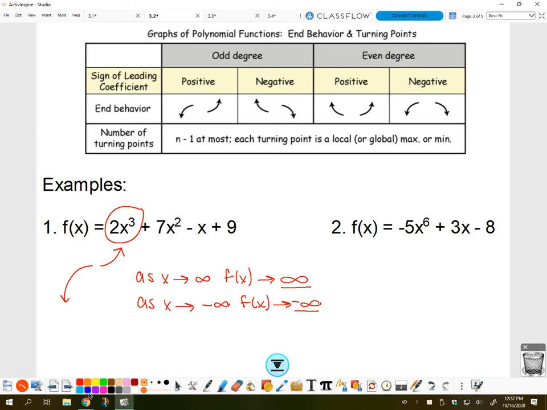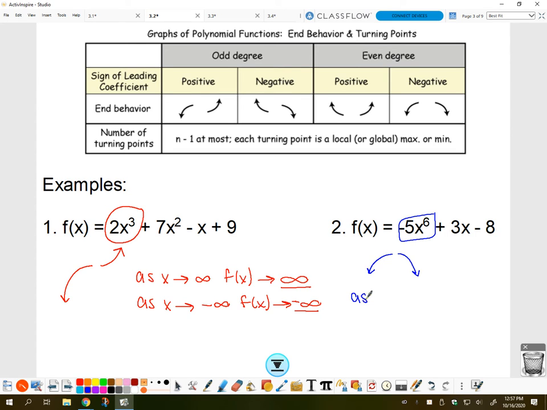All right, so number 2. Again, make sure it's in standard form, and then we're only concerned with the first term. The coefficient is negative, which means the right side's going to point down. Exponents or degree is even, which means that the left side's going to be the same thing as the right side.